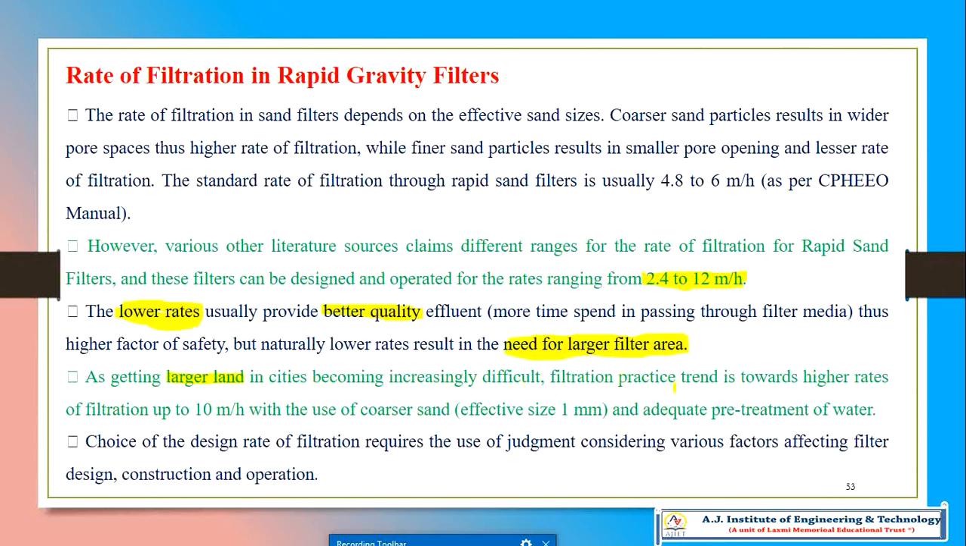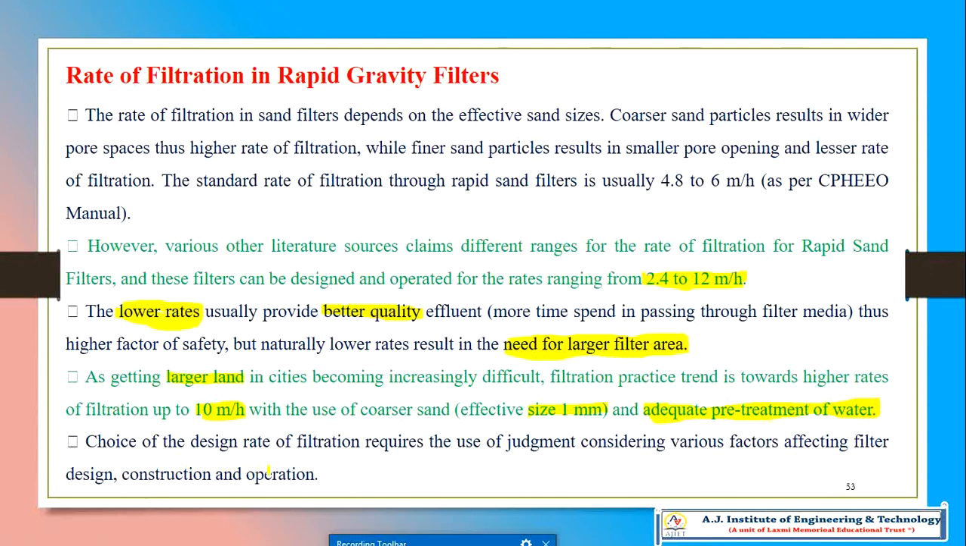Filtration practice tends towards high rates of filtration, up to 10 meter per hour, with the use of coarser sand of effective size 1 mm and adequate pre-treatment. If you properly do the pre-treatment like sedimentation with added coagulation, then we can use 1 mm sand. So we can use 10 meter per hour, so that we can match the increasing population of the cities and achieve a good result in rapid rate of filtration.